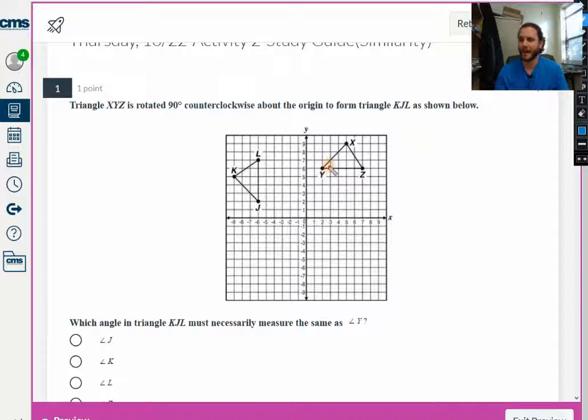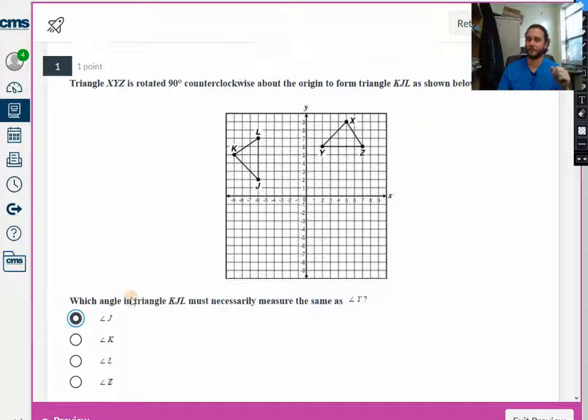Now, if you do that, you'll notice this angle would be the one that would be facing downward. So when it's asking you later on which angle is the same as angle Y, picture this angle being moved so that it is now facing downward. That will match with angle J. Those two are the equivalent angles. The answer should have been J for number 1.